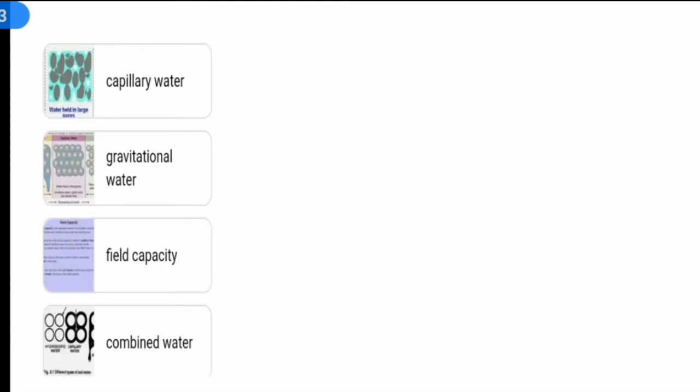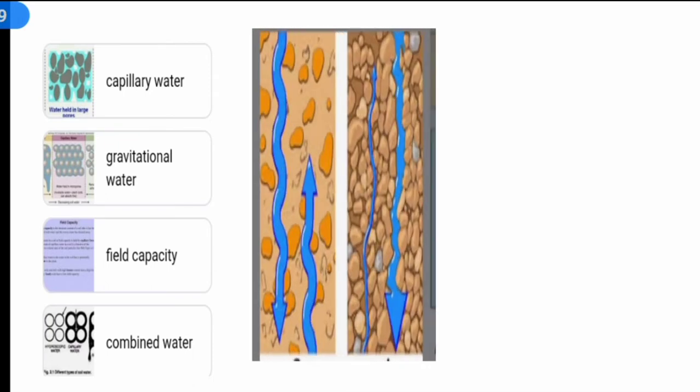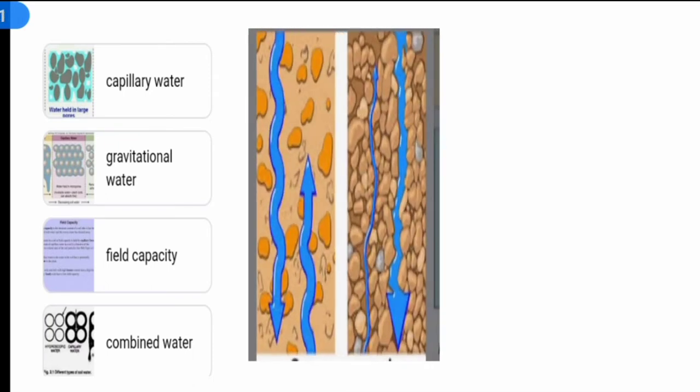So here I have an illustration. Here we have capillary water first. Then the next one is gravitational water. Then here the field capacity is represented, also called the hygroscopic water. Then we have the combined water. I'm going to show you different arrows pointing, showing the movement of this water.